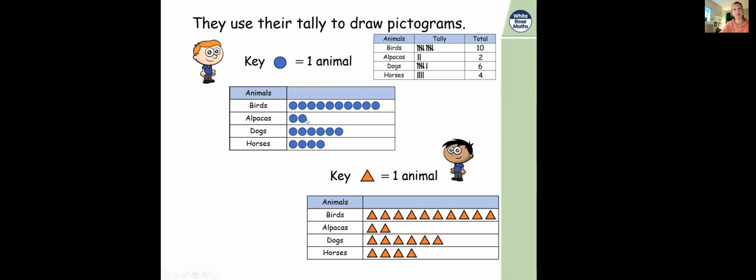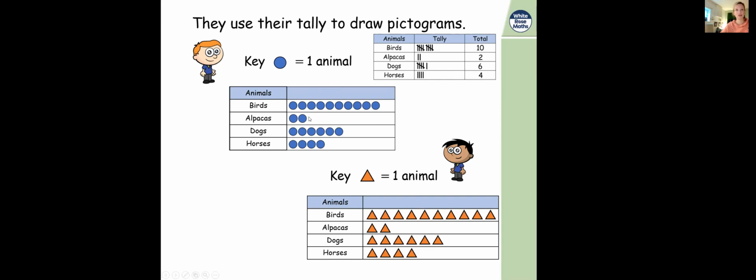So he's drawn out his pictogram using the information from the tally chart. Now the tally chart tells us birds, they saw 10 birds. So how many circles has he drawn in his pictogram? Let's count. 1, 2, 3, 4, 5, 6, 7, 8, 9, 10. Because 1 picture is the same as 1 animal. That picture takes the place of the tally in a way. Same for the alpacas. They saw 2 alpacas, didn't they, on their walk? So he's drawn 2 circles.